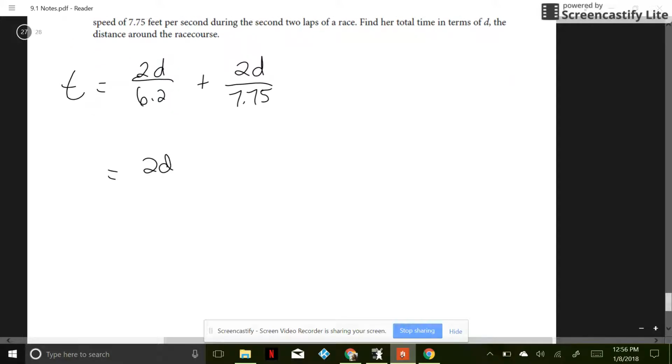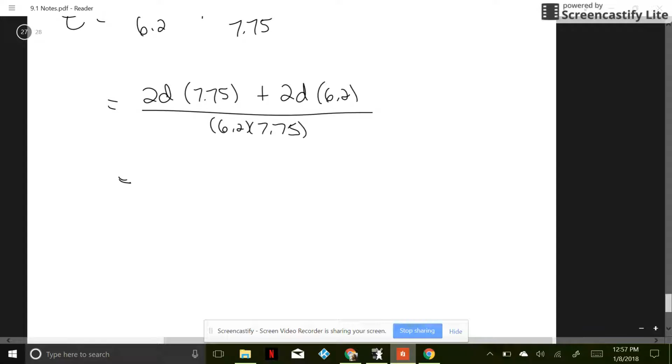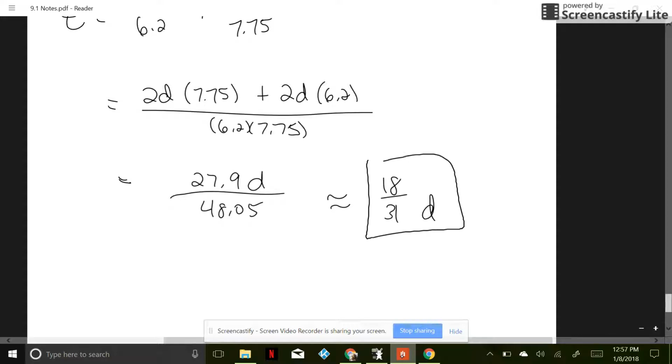So we'll have 2d times the 7.75 plus the 2d times the 6.2, all that over our common denominator of the 6.2 times the 7.75. Add those together, you'll end up with 27.9d over 48.05. Plugging that into your calculator, you'll get 18 over 31d.